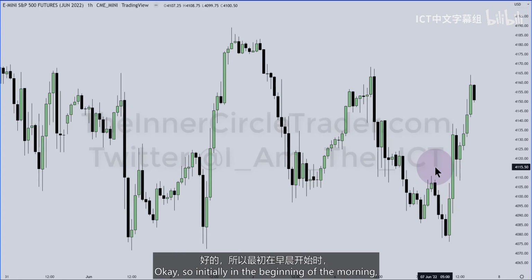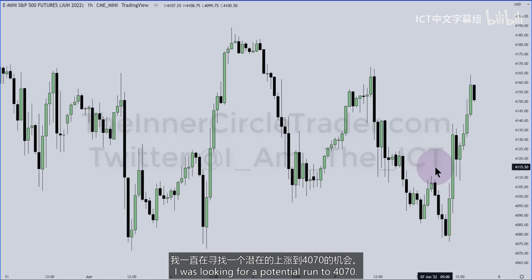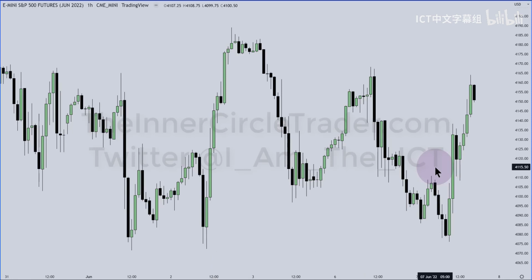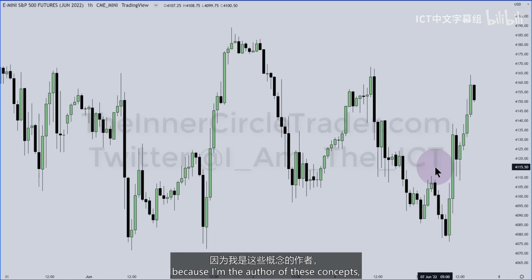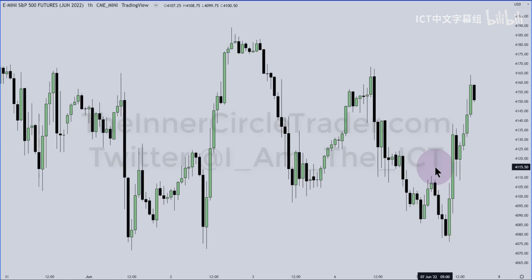Initially in the beginning of the morning, I was looking for a potential run to 4070. It gave an opportunity to tape read, quote unquote, paper trade, or even demo using the draw on liquidity, but the model itself didn't materialize. Because I'm the author of these concepts, I have a lot of tools at my disposal, and I have a little bit better understanding of price delivery than the average student of mine.